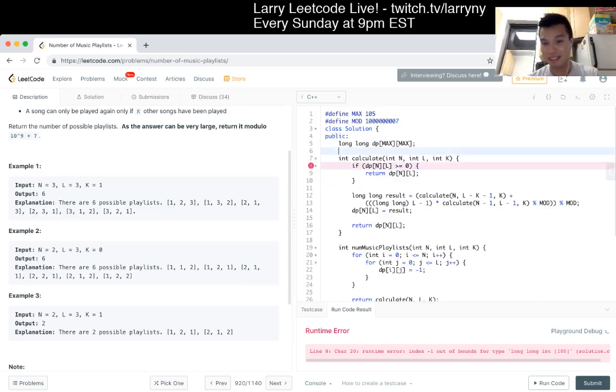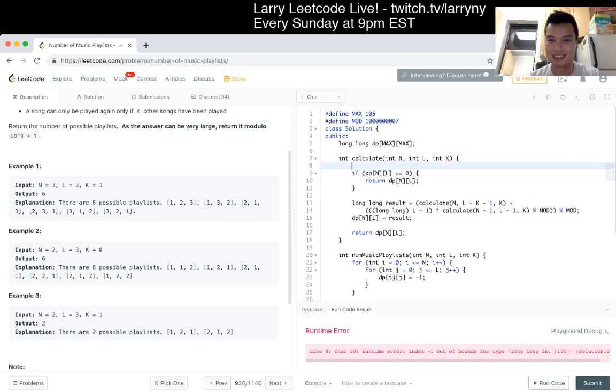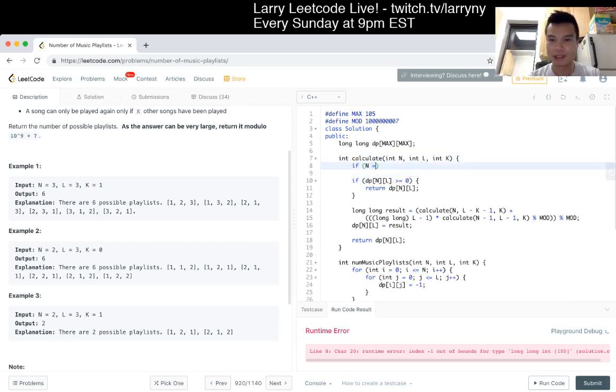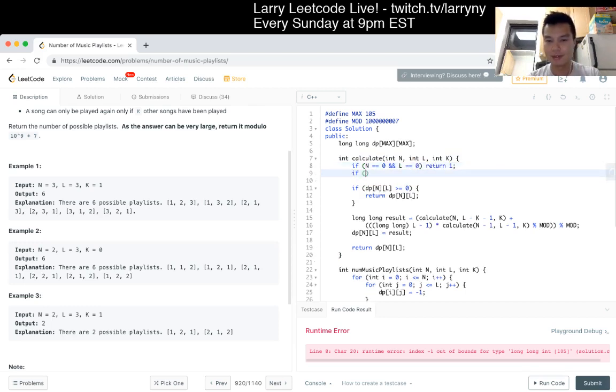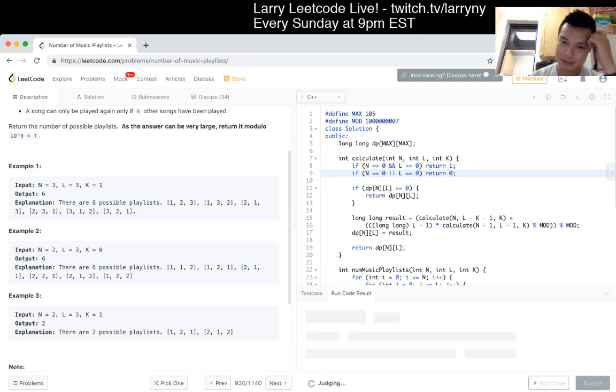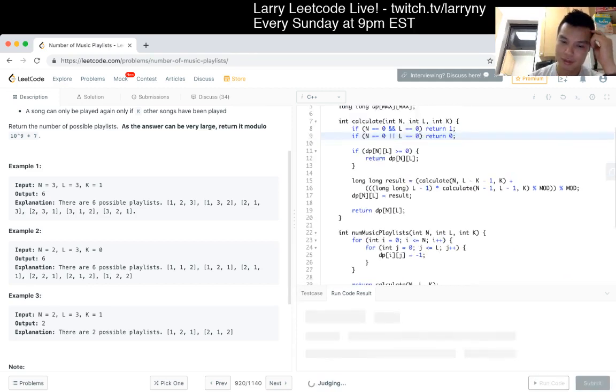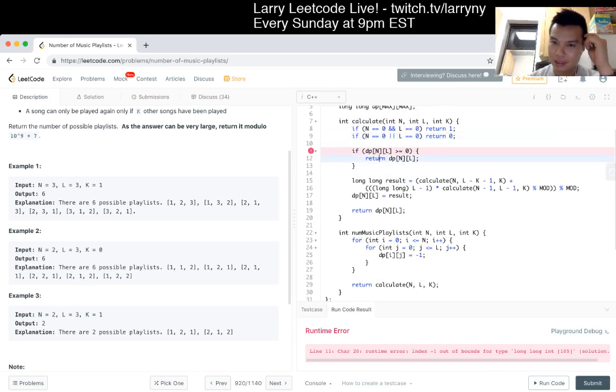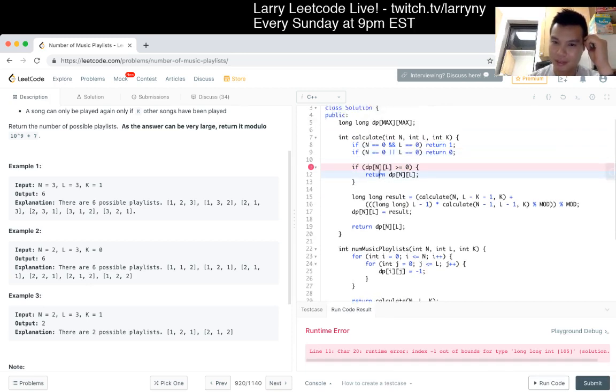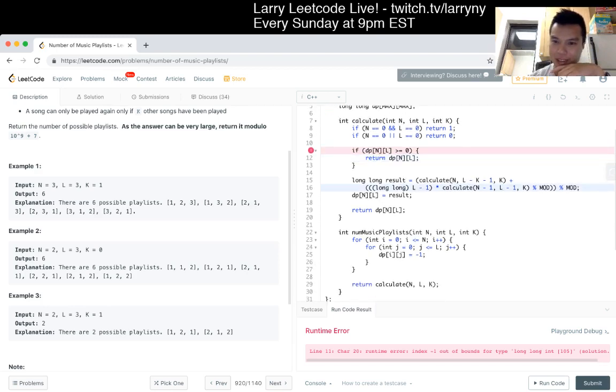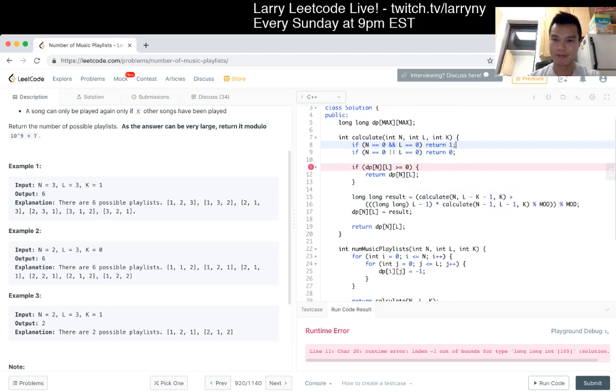Oh, I forgot to actually put in the base cases. So we ran out of sum and also length, then return 1. Otherwise, if either of them is 0, then that's not a valid playlist. Oh man, where did I mess up? Oh, I guess this L minus K minus 1 could be negative.